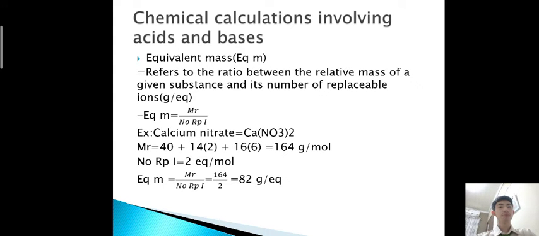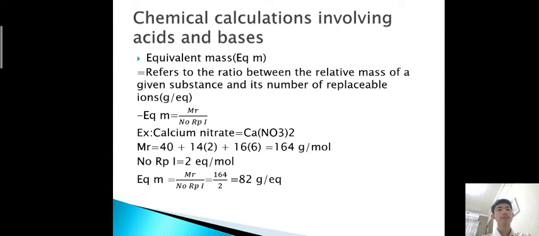The second one is equivalent mass, or EQM. It refers to the ratio between the relative mass of a given substance and its number of replaceable ions. The unit is gram per equivalent. The formula for equivalent mass is molar mass divided by number of replaceable ions.